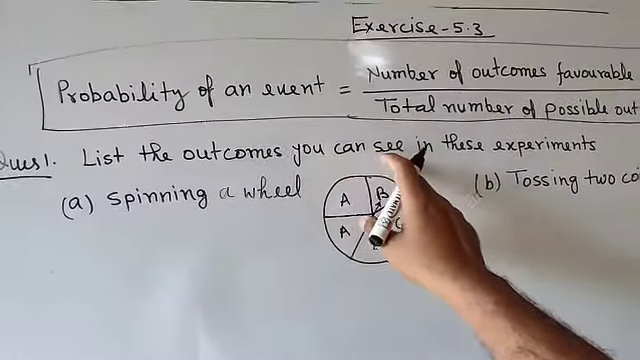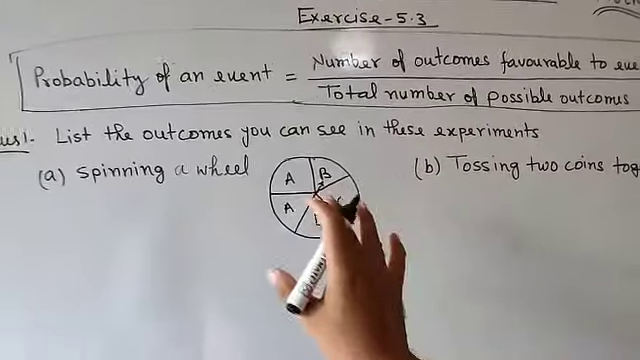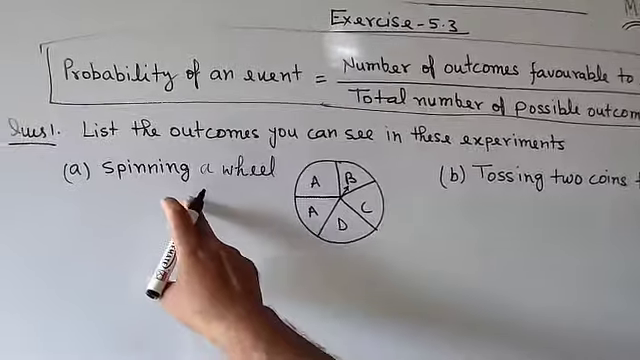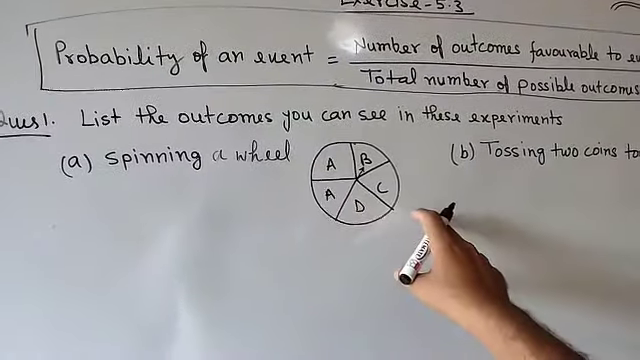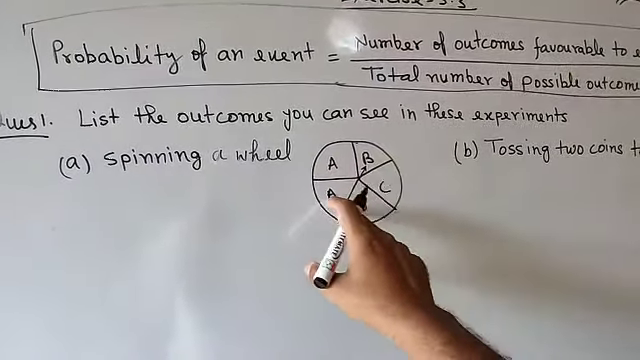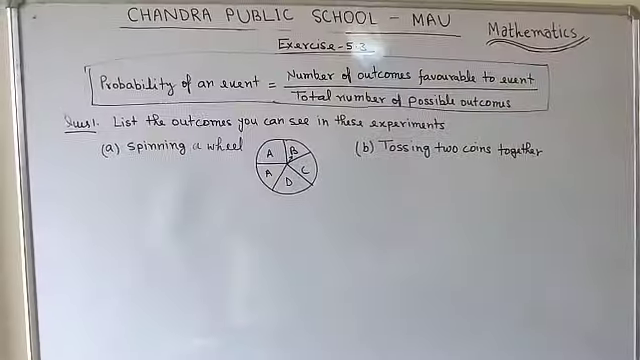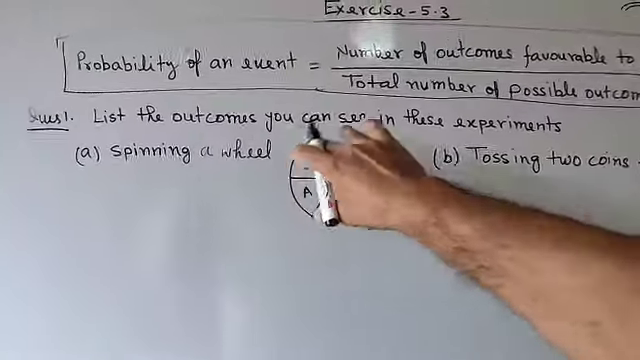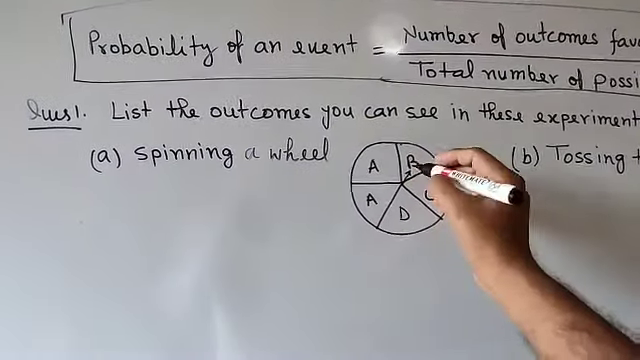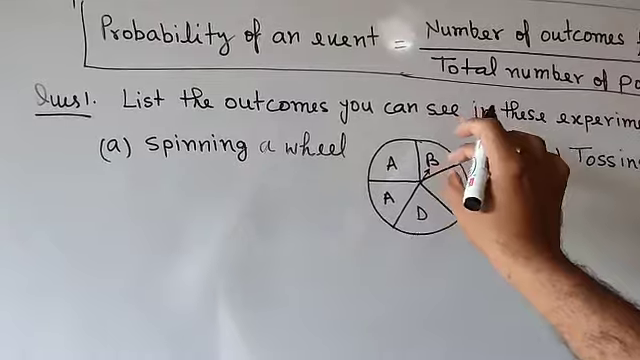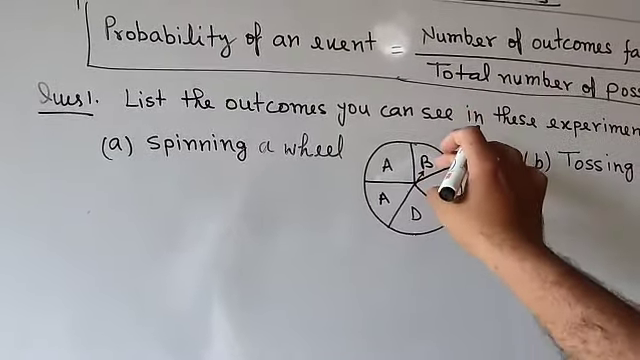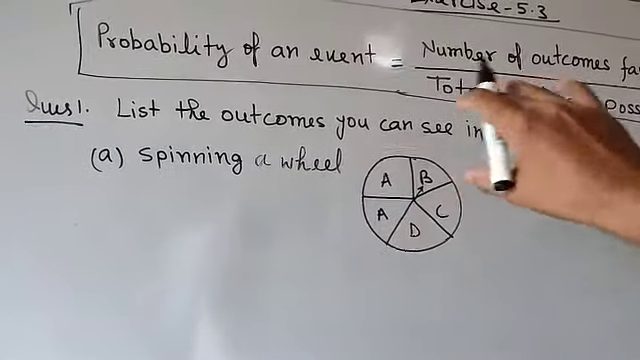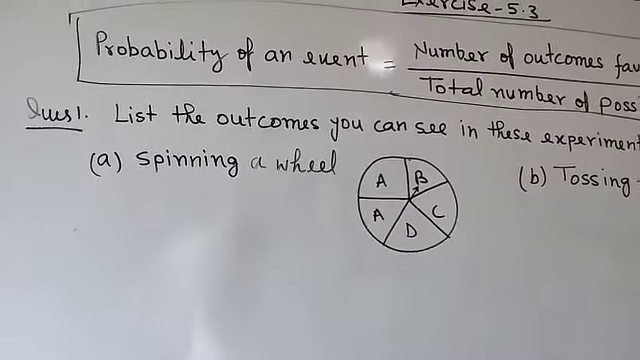Now here it is question number 1. List the outcomes you can see in these experiments. Two parts are given. For A, it is given that we are spinning a wheel. A wheel is given with A, B, C, D, A written on it, and you need to find the total number of possible outcomes. If you spin that wheel, the arrow shows the result. If B comes, the result is B. If C comes in front of the arrow, the result is C. But overall, if you spin the wheel, what will be the total possible outcomes?